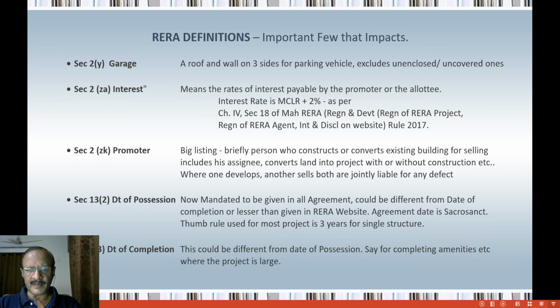Date of completion, as I mentioned, could be a different date from the date of possession. For instance, you can always say I will put up tower A on 31/12/2022, and tower B on 31/12/2023, and then there is the project which includes amenities and all, maybe 25. So he is allowed to do that, right?